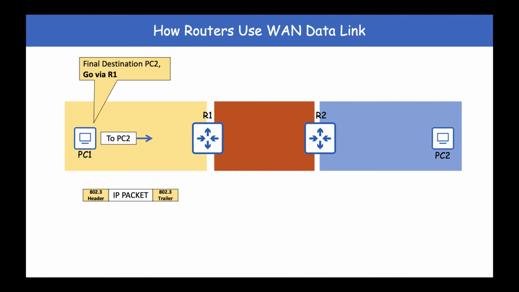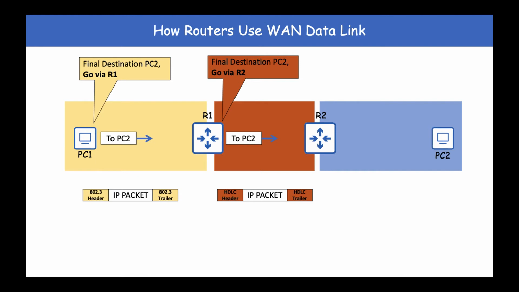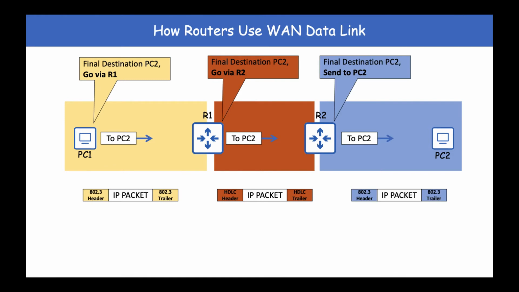Router 1, on receiving such a frame, discards it, adds a fresh HDLC frame, and sends it across to router 2, which is its default gateway. Router 2, in turn, on receiving such a frame, discards the HDLC header and trailer, adds a fresh 802.3 header and trailer, and sends the data to the final destination, that is PC2, which is directly connected to router 2.